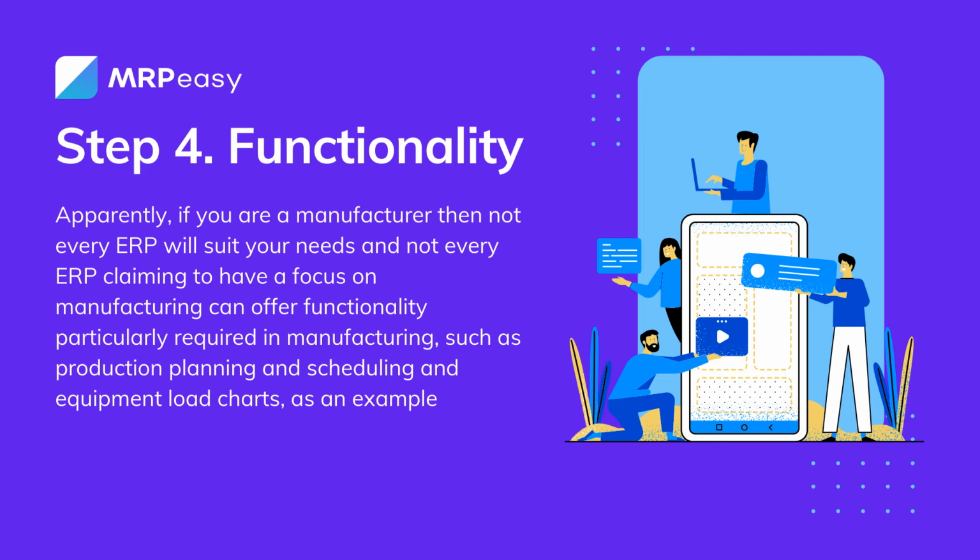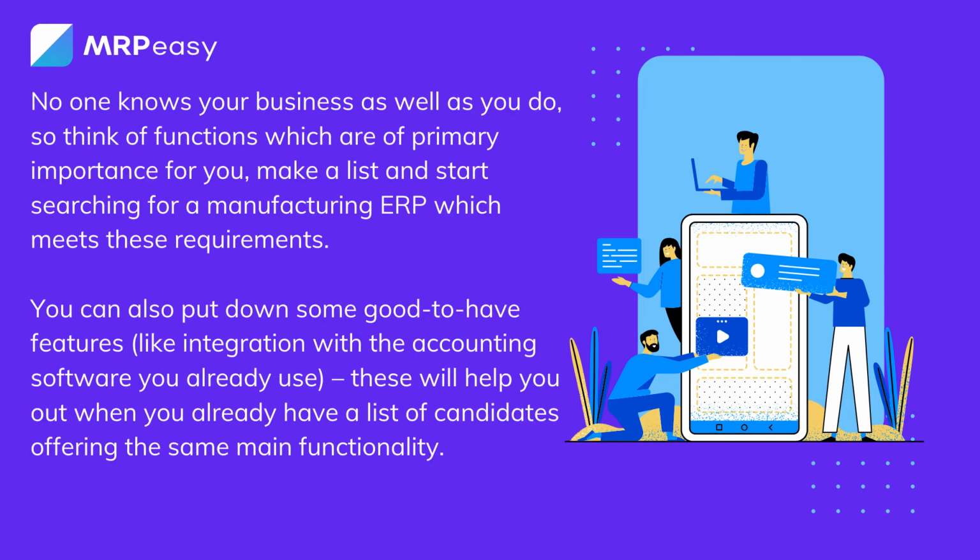No one knows your business as well as you do, so think of functions which are of primary importance for you, make a list, and start searching for a manufacturing ERP which meets these requirements. You can also put down some good-to-have features, like integration with the accounting software you already use. These will help you out when you already have a list of candidates offering the same main functionality.